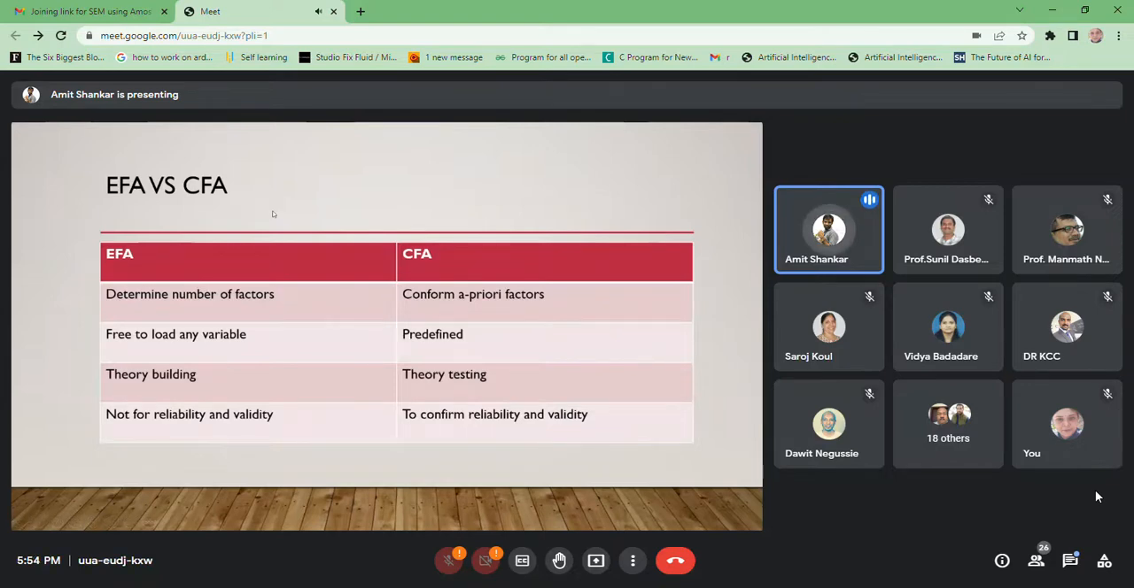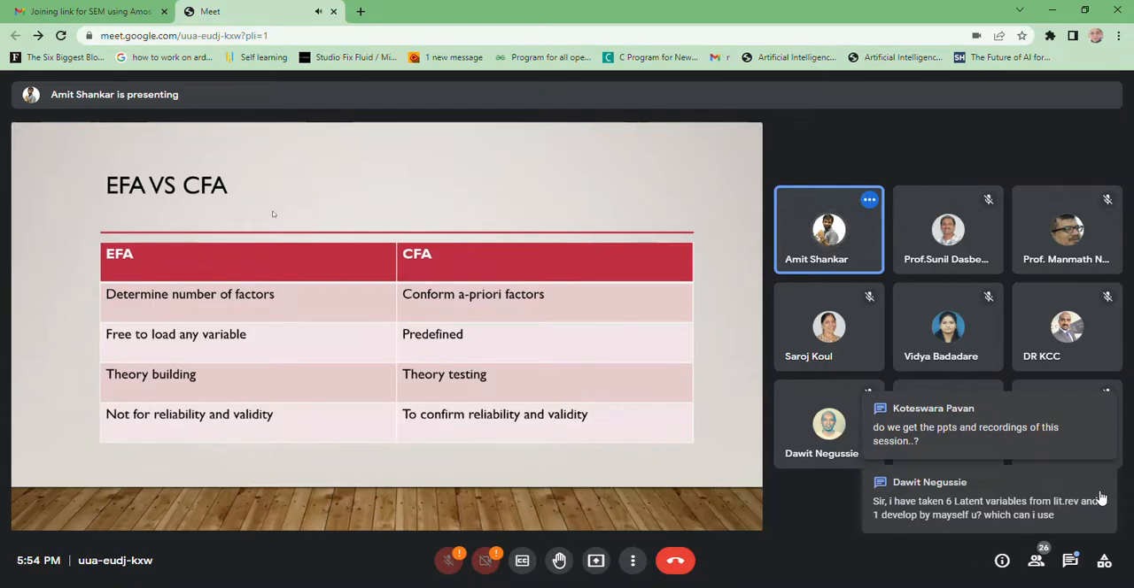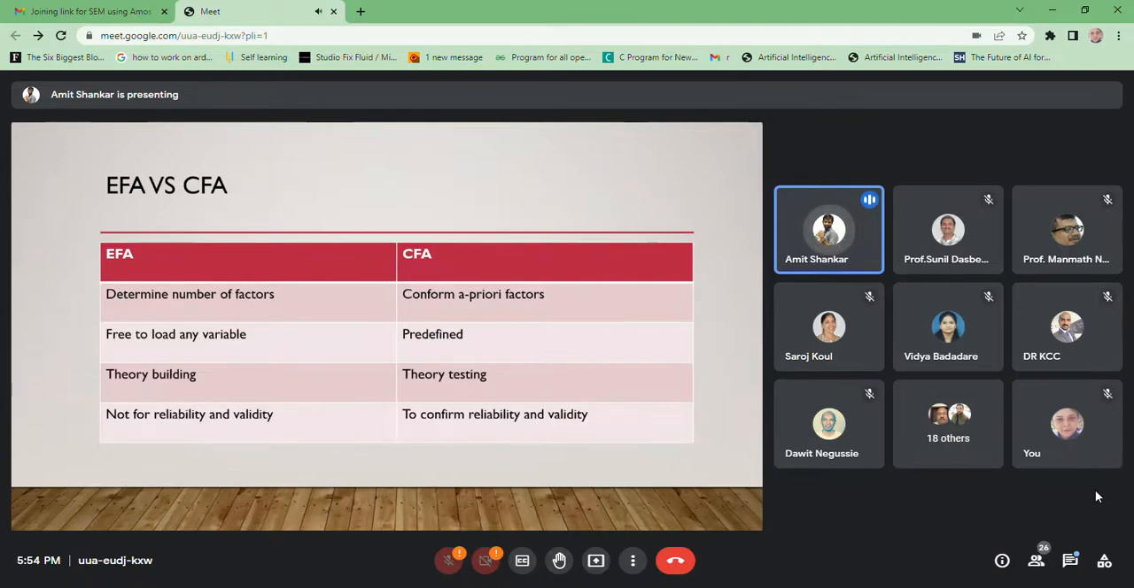So EFA is used to determine the number of factors, how many factors are coming. When you are not very sure, I will share this PPT. If you have taken 6 from the literature and 1 from yourself, then for that variable only, you run EFA. For the 6 latent variables you have taken from literature review, no need to run EFA for those items. The items which you have developed by yourself, just run only those items in EFA. Otherwise, some of your existing items will load to this new variable, and some of the new variable's items will load to your existing scale, and it will be very difficult for you to justify it. That's my suggestion.